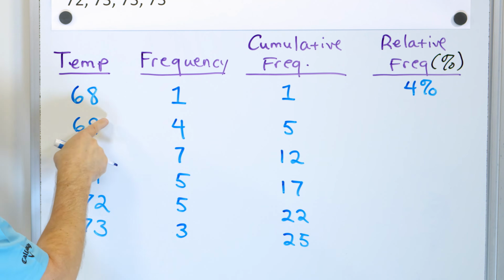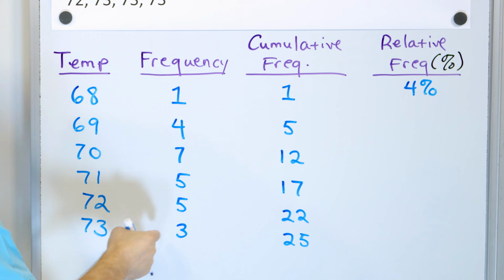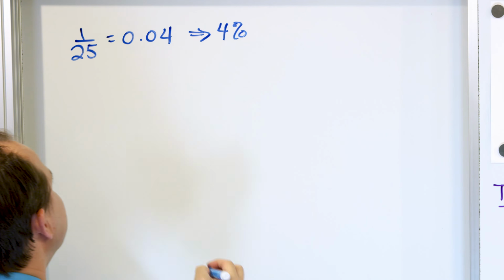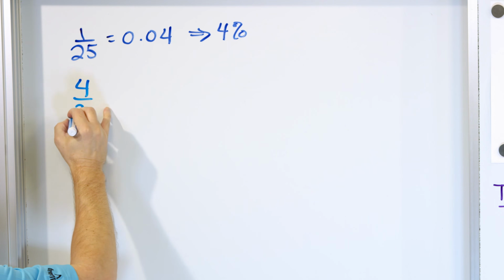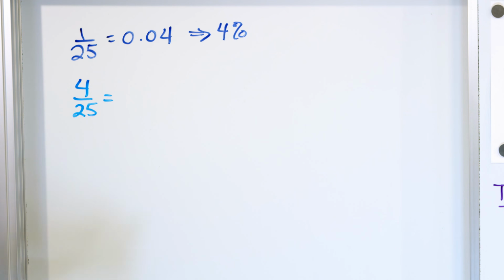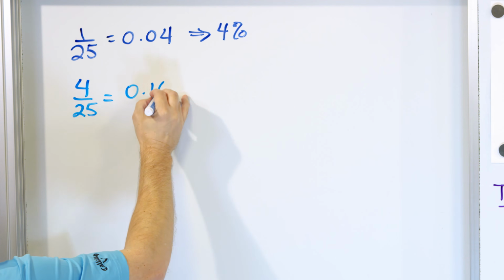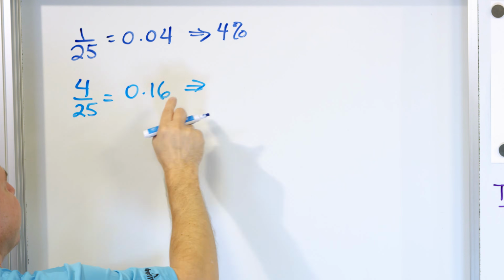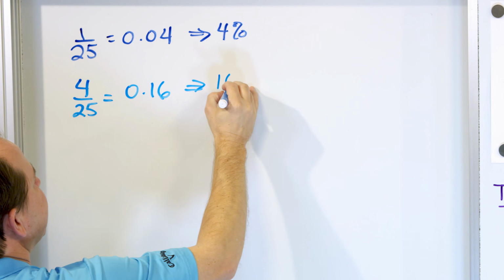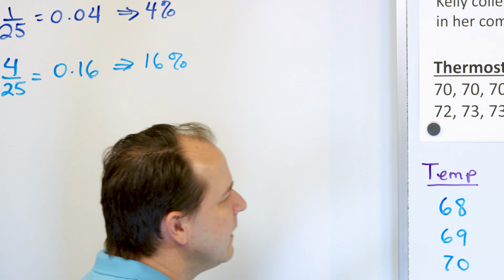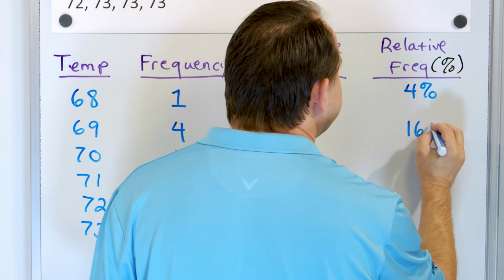There were 4 people that wanted 69 degrees out of 25, 4 out of 25. So we can go here and say, what is 4 divided by 25, or 4 out of 25? And 4 out of 25 is 0.16. And if you convert to a percent, move the decimal 2 spots, 16%. And so we come over here and we say 16%.